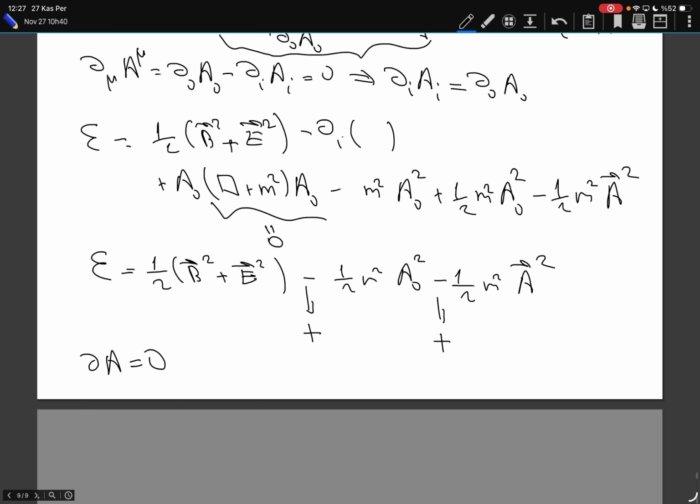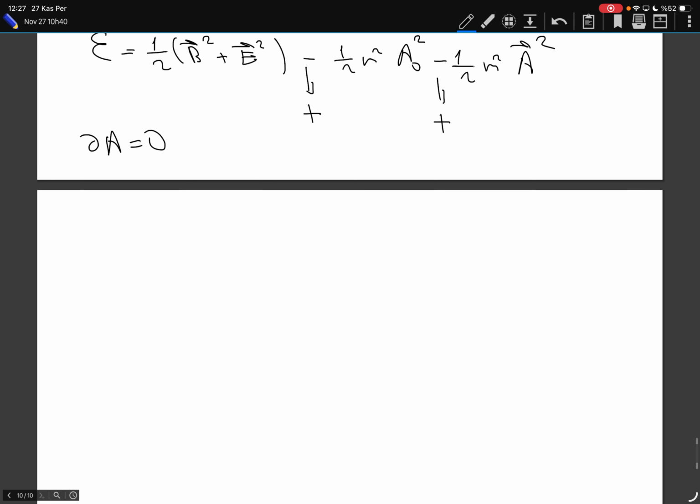Okay, there are 2 things that we still need to discuss. What happens if m is equal to 0? This is for a massive vector particle, but we have photons, which is a massless vector particle. Then we will see that a massless vector particle has to be a gauge vector. There's an additional symmetry. You see F mu nu.